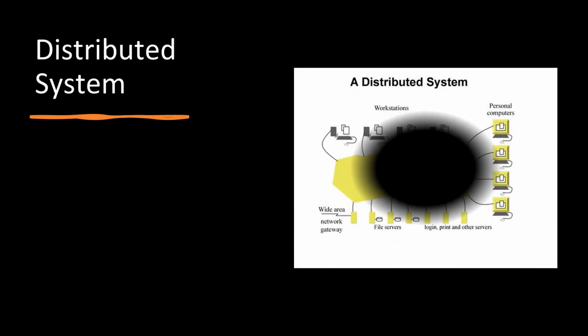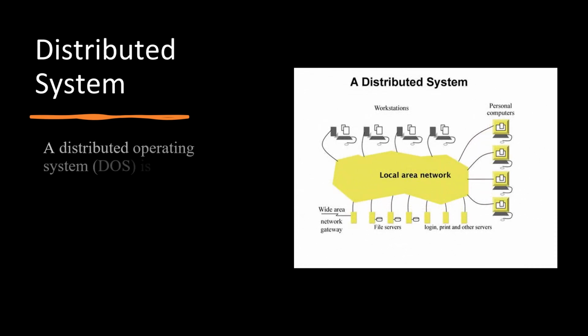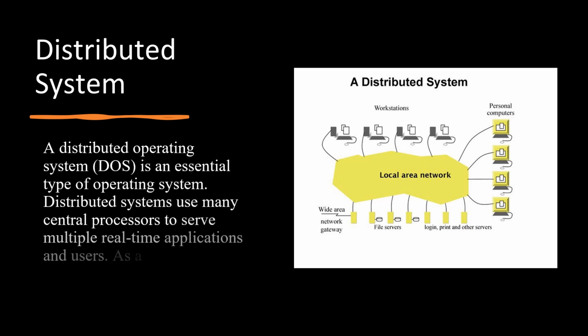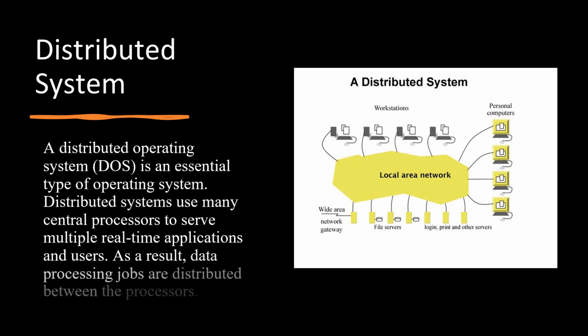Now let's talk about distributed system. A distributed operating system, or DOS, is an essential type of operating system. Distributed systems use many central processors to serve multiple real-time applications and users. As a result, data processing jobs are distributed between the processors.